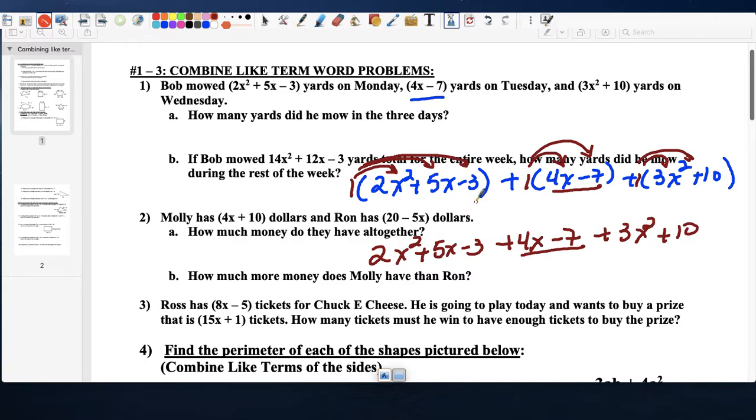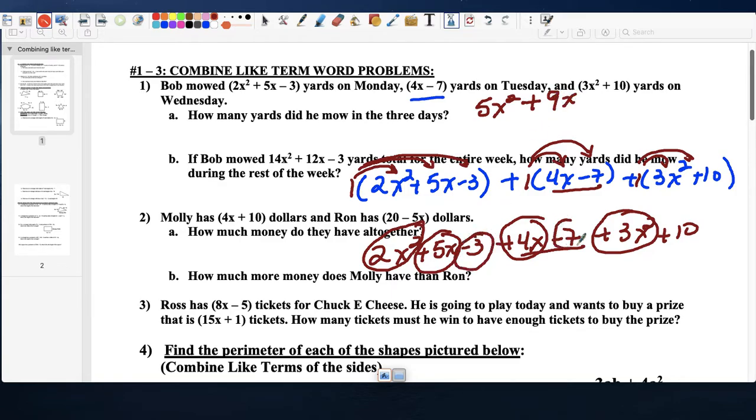So notice that although I did initially put the parentheses, I didn't have to, because when I remove the parentheses, they all come out exactly the same. No signs are changed. So now I get to combine like terms. This guy with this guy, they're both positive, so that's 5x squared. Then I have 5x plus 4x, which gives me positive 9x. And I have to be careful here: minus 3 and minus 7 is negative 10, and adding 10 gives just 0.